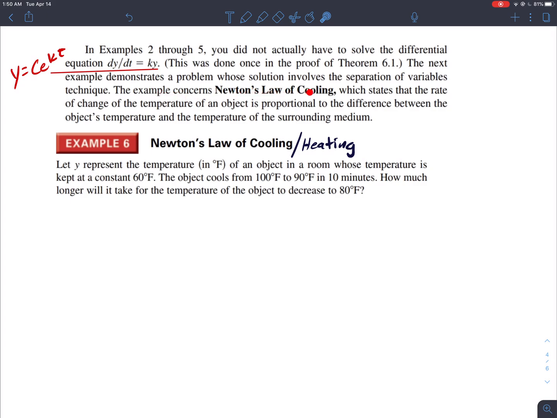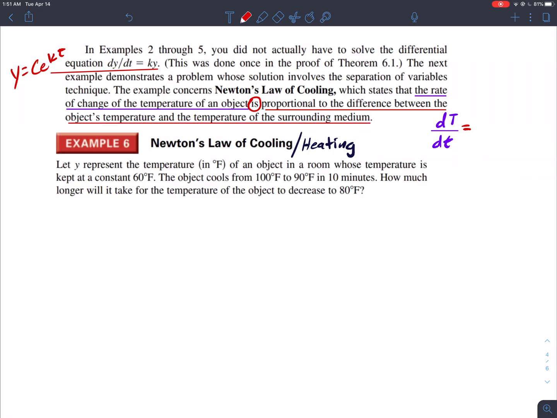The next example, using Newton's law of cooling, states that the rate of change, let's break this down, the rate of change of temperature of an object. Let me write that statement that I just underlined in mathematical terms. The rate of change of temperature of an object, where capital T is the temperature and lowercase t is time passing, is proportional to the difference between the object's temperature and the temperature of the surrounding medium.